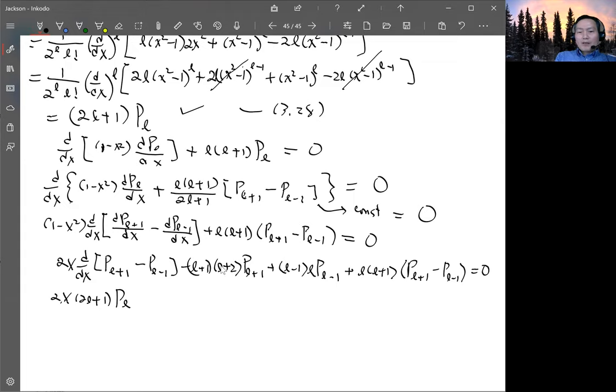Okay, and now all this you can try to simplify. So you have this L times L plus 1, and then you have this L times L plus 1 times L plus 2. So L times L plus 1 will cancel with this one. What is left is minus 2 times L plus 1 times P sub L plus 1.